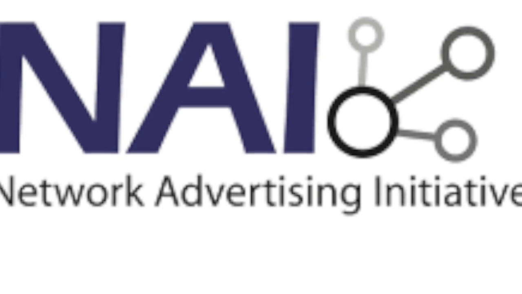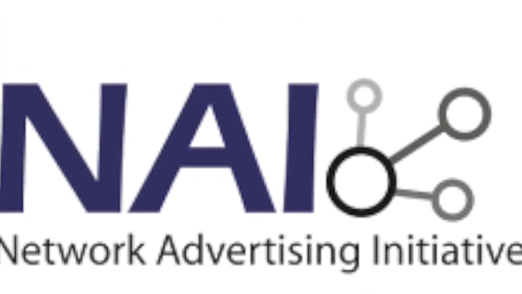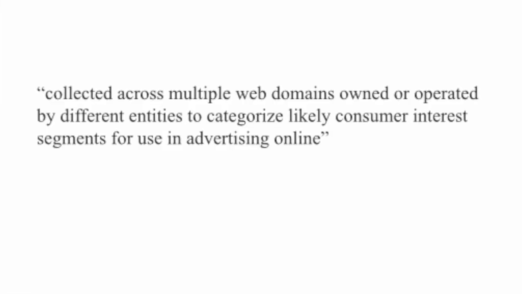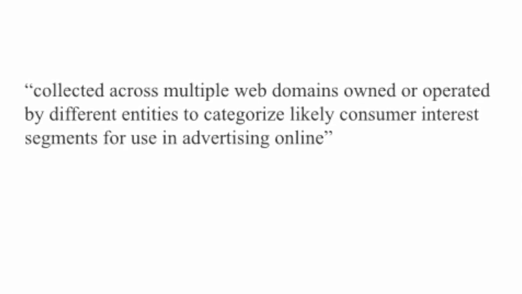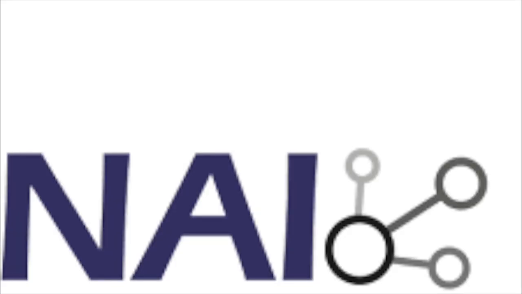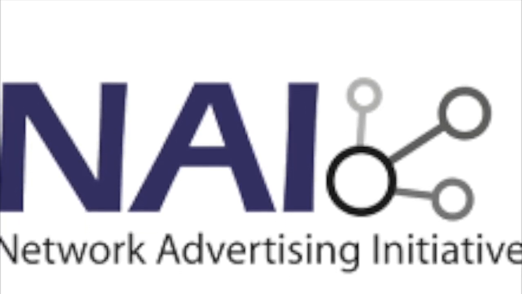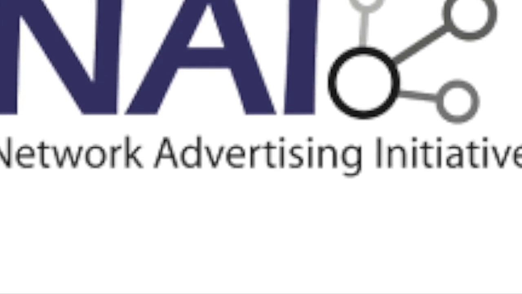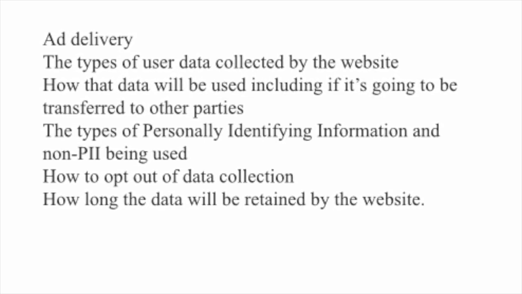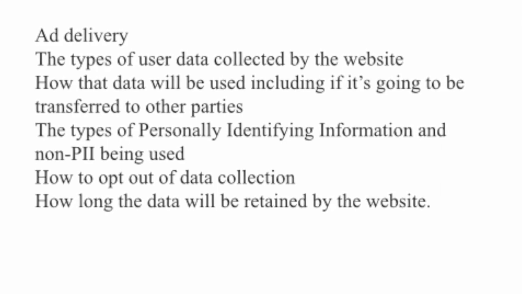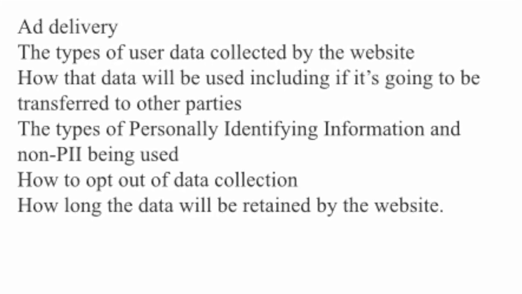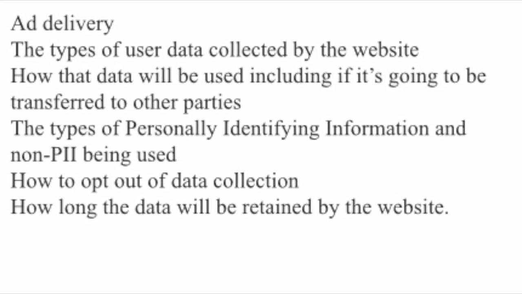The same source says that the Network Advertising Initiative, or NAI, code defines online behavioral advertising as any process used where data is, quote, collected across multiple web domains owned or operated by different entities to categorize likely consumer interest segments for use in advertising online, unquote. The NAI code regulates that websites must be clear about 6 types of information in relation to online behavioral advertising. They must be transparent about ad delivery, the types of user data collected by the website, how that data will be used, including if it's going to be transferred to other parties, the types of personally identifying information and non-PII being used, how to opt out of data collection, and how long the data will be retained by the website.